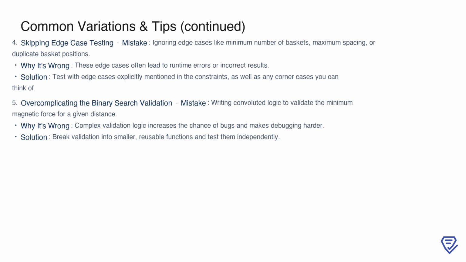Writing convoluted code to check if a given magnetic force is valid makes debugging significantly harder and increases the risk of introducing bugs. Instead, aim to break the validation process into smaller, reusable functions that are easier to test and maintain. This approach not only simplifies your code but also makes it more reliable under different test cases.